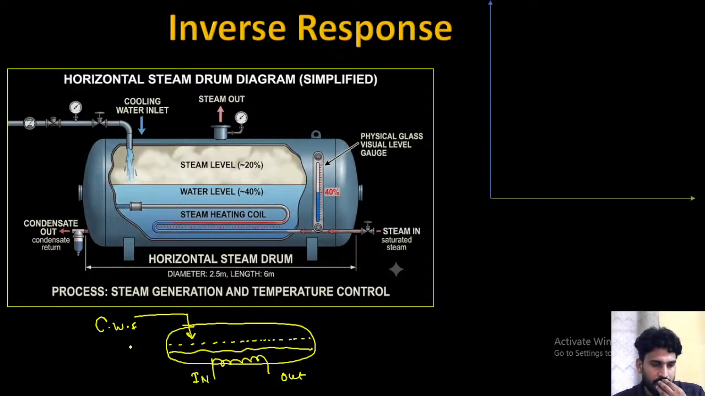Please write inverse response. And this topic is very, very, very important. Nowadays this is the favorite topic of GATE. They are asking questions regarding the inverse response. If you see the previous questions, you will not find frequent questions on inverse response, but in recent years there are high chances that you will find an inverse response question.